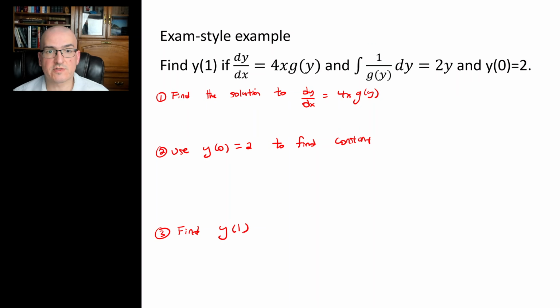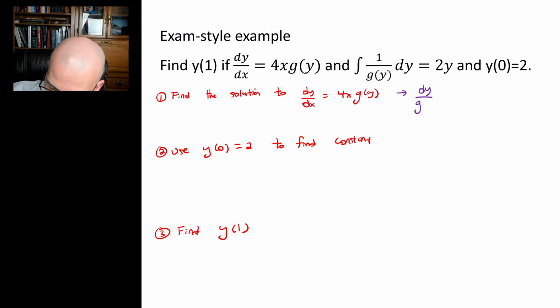So we're going to solve the differential equation, use the initial condition to find the constant that will inevitably come out, and then evaluate our function at 1. So a 3-step problem. Let's go with the first step. I'm going to rearrange the differential equation. So we have dy over g of y is equal to 4x times dx, and then we'll integrate both sides.